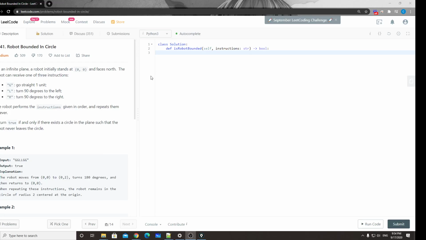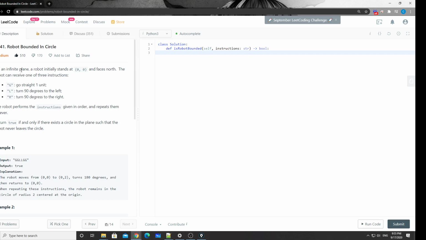Hey, what's up, guys? Before going to bed, I'd like to briefly talk about this interesting problem, number 1041, Robot Bounded in Circle. It's an interesting problem. Let's take a look.